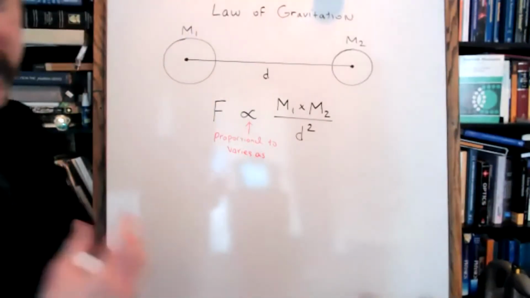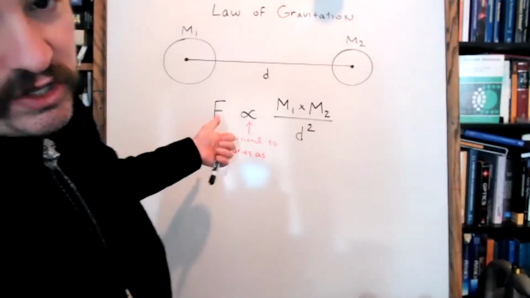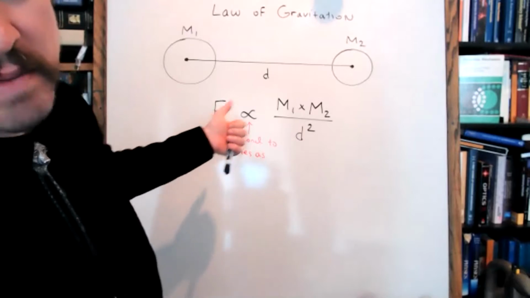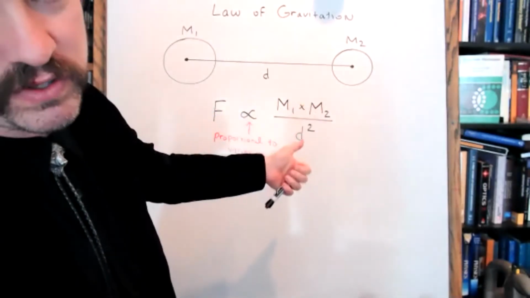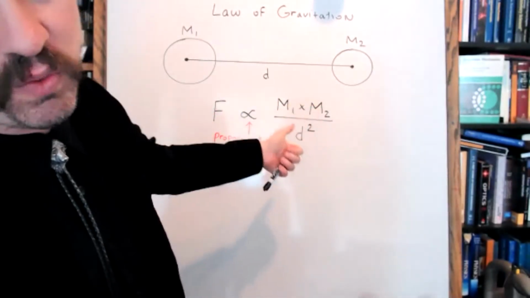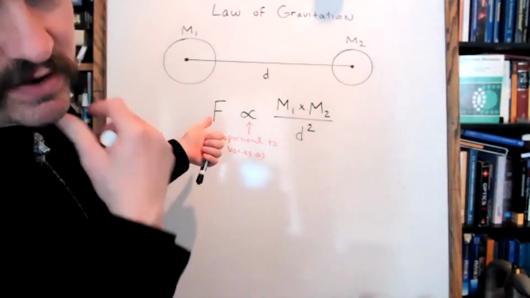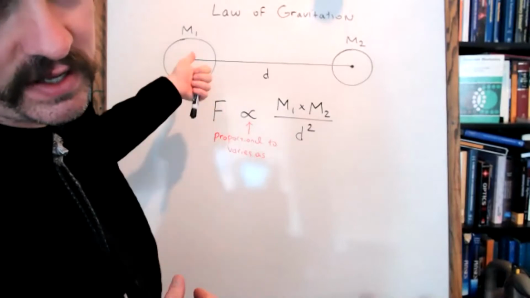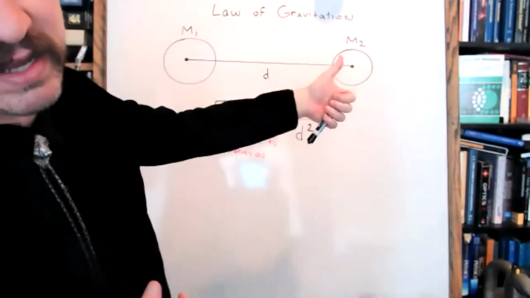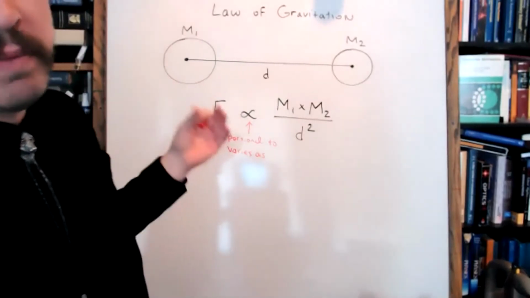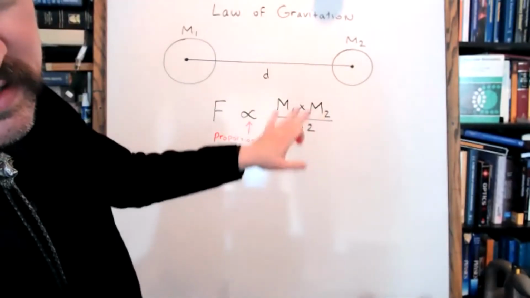So what this means here is it means you can't actually calculate the force in newtons, but you can tell how the force will change if you change one or more of the quantities here. This is telling me that gravity depends upon 3 things: the first mass, the second mass, and how far apart they are between them. But it also depends upon these things in different ways.